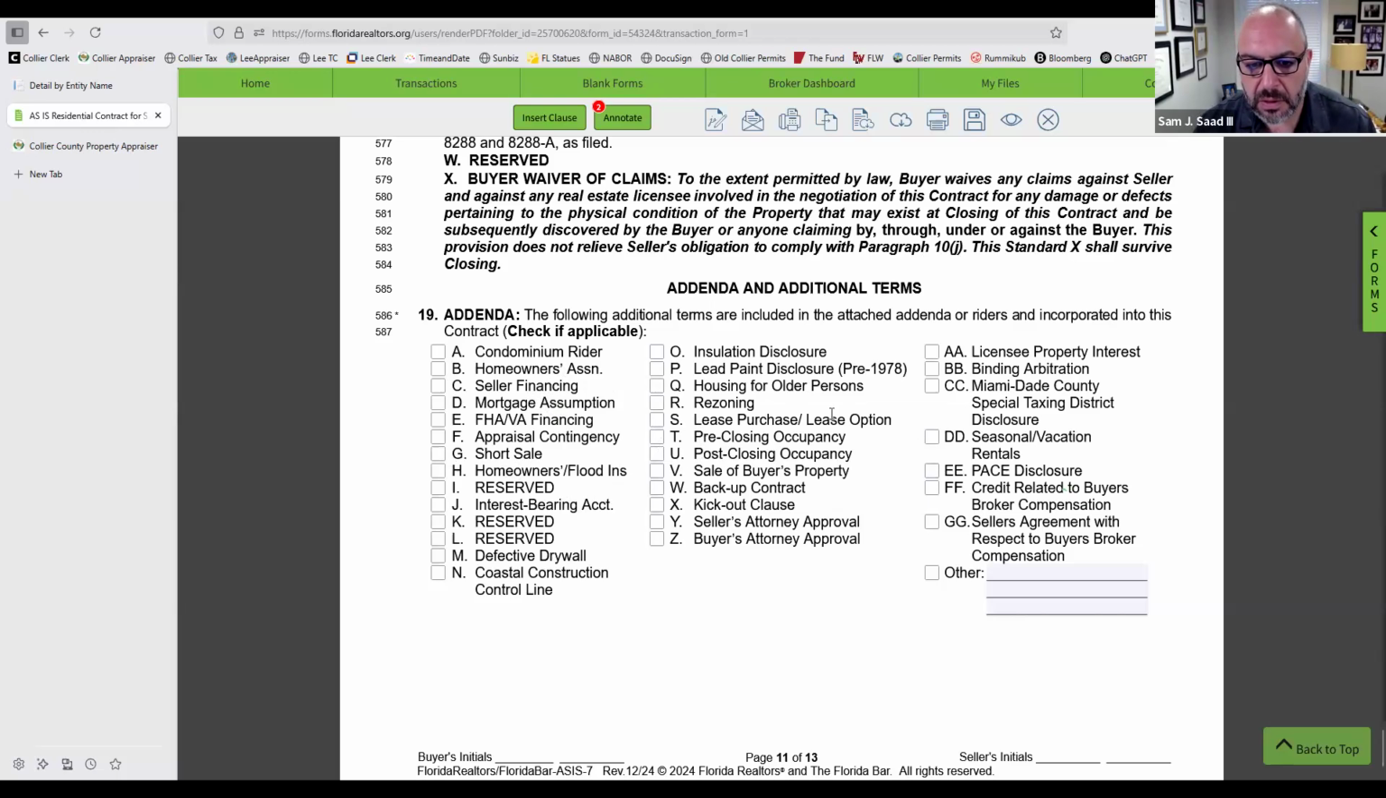Where is the mold? Yes, it's not in there. I thought this said mold, but we're going to talk about mold. So we'll talk about mold.